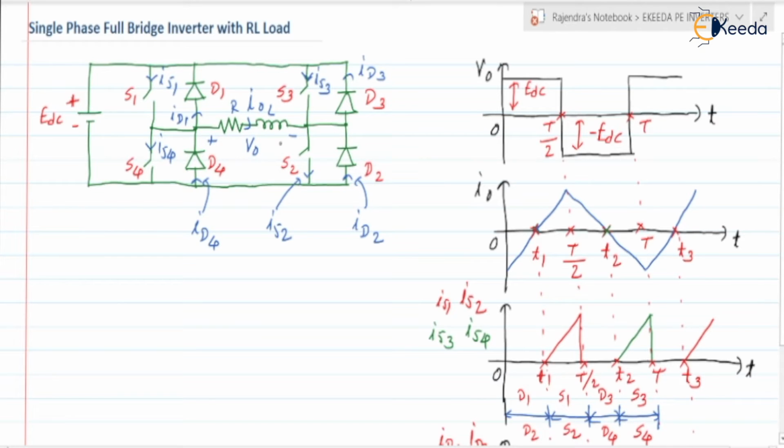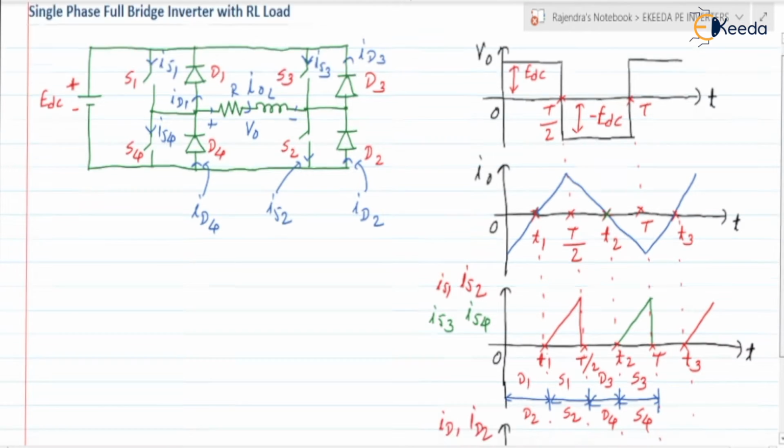Voltage across the load, V0, is said to be positive if the left terminal is at higher potential than the right terminal. The current flowing through the load is I0. I0 is said to be positive if its direction is from left to right. The total input voltage is EDC. Now let us discuss the circuit operation during the different intervals.